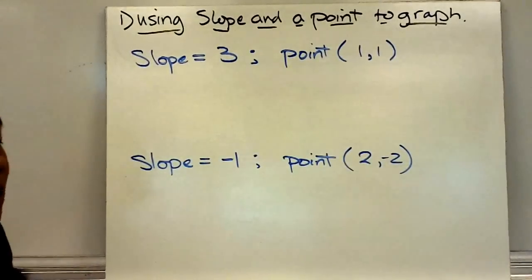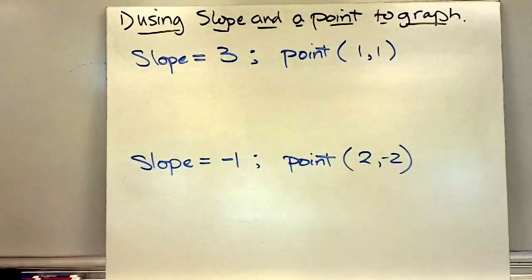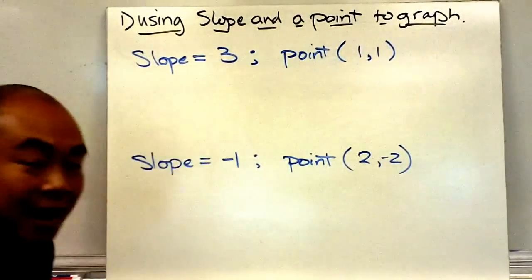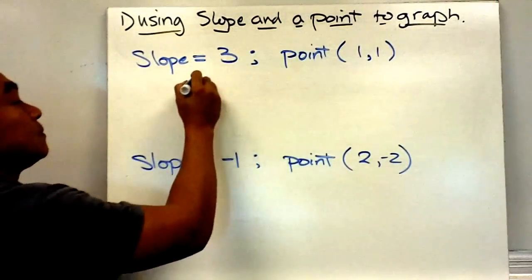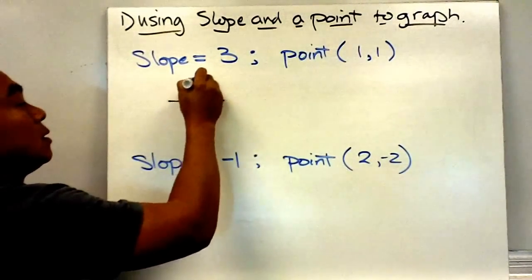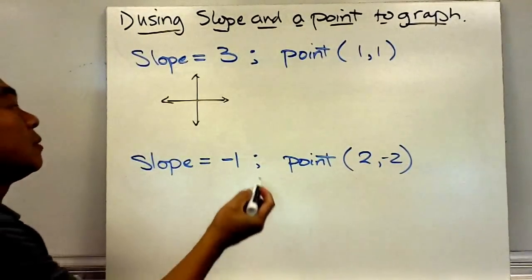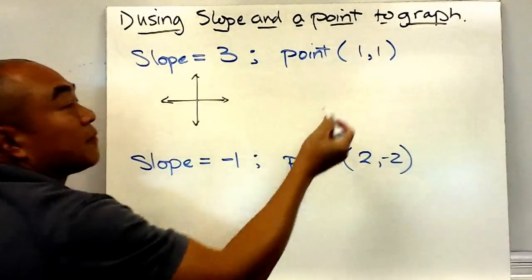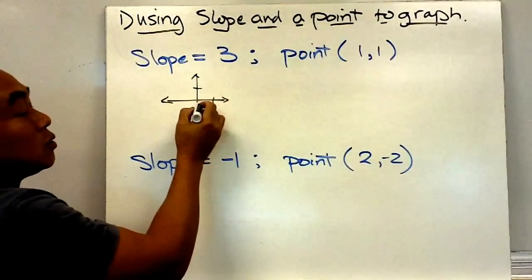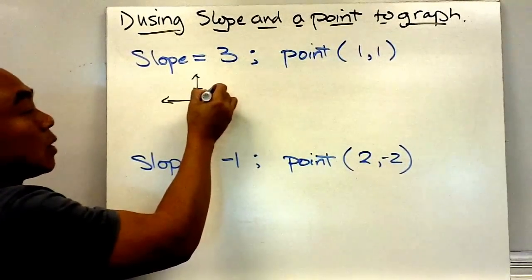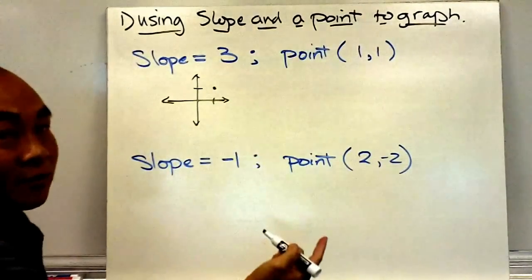Alright, first off, we're going to go ahead and use a slope and point to graph. Now this one's going to seem pretty easy just because we have our necessary information. So let's just start off with this. Here's my basic graph. I know, quite small, but you don't really need it much. So we're going to go ahead and graph point 1, 1. So basically, we're going to go over 1, up 1.